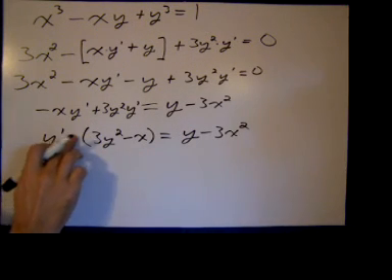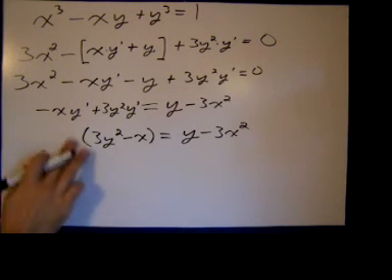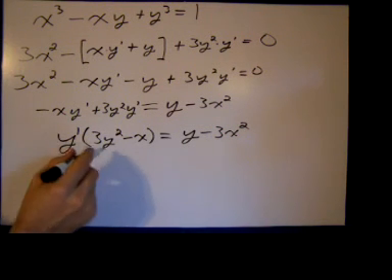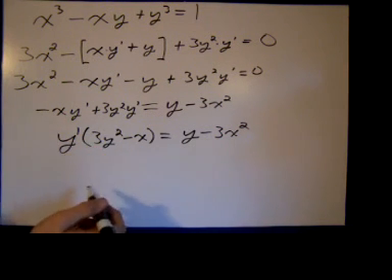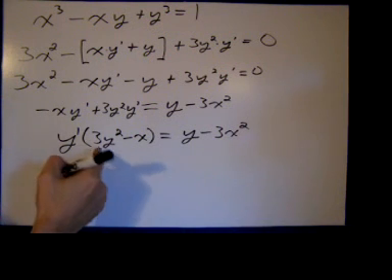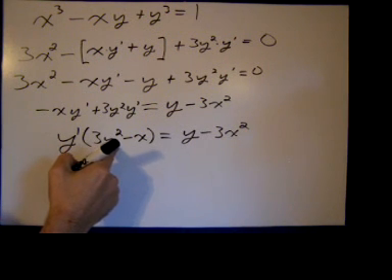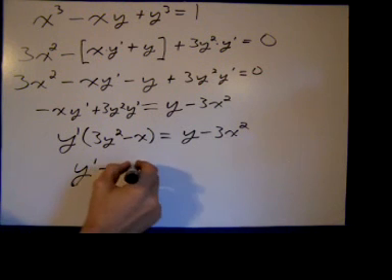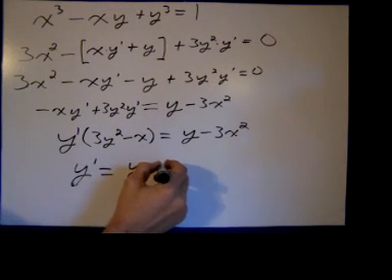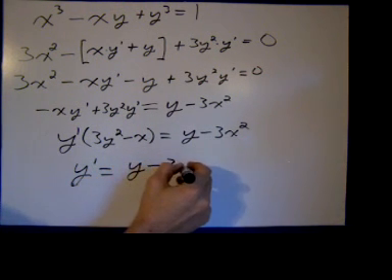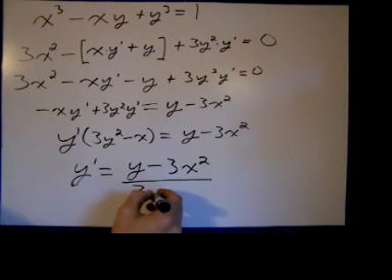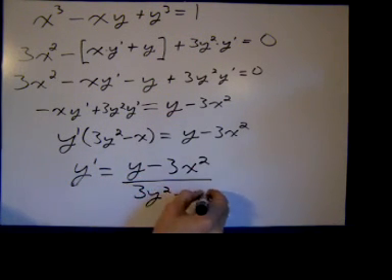Oh, sorry, that was a multiplication. I don't know why I put an equal sign there. When we factor out that y prime, we get y prime times 3y squared minus x. Now we divide both sides by 3y squared minus x to solve for y prime. And we get y prime equals y minus 3x squared divided by 3y squared minus x.